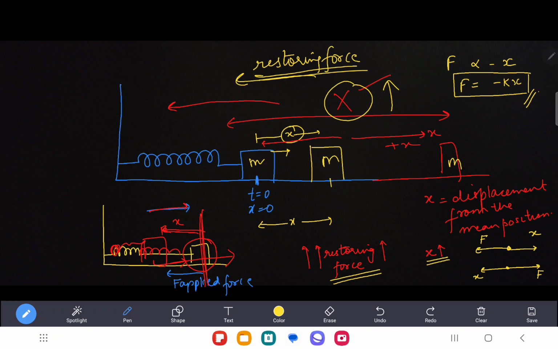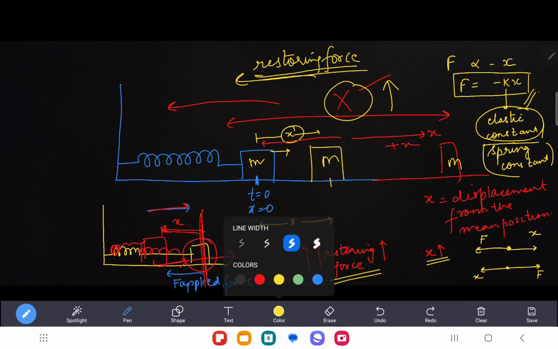Any doubts in this? No. Right? So this is the concept. K is a constant. And here in this example, K could be any constant. I would call it an elastic constant, or I can also call it a spring constant. You understand? So F equals to minus Kx.